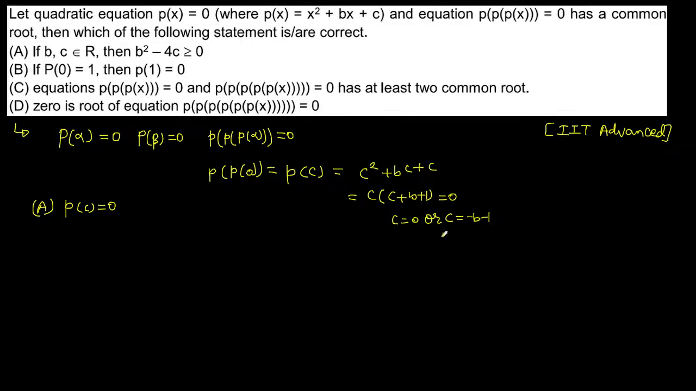And if we consider b, which is minus c minus 1, so b square minus 4c is c square plus 1 plus 2c minus 4c, equal to (c minus 1) whole square. This is bigger than or equal to 0. Yes. So option A is correct.